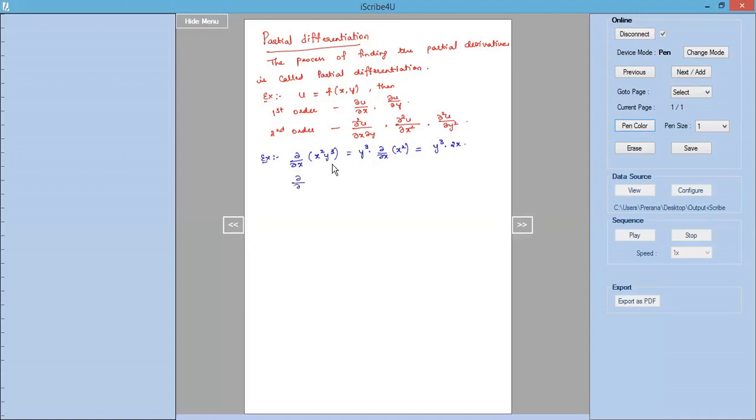The same function, if I want to differentiate partially with respect to y, then x is treated as constant. We write down the x square term as it is. Differentiation with respect to y partially for y cube gives us 3y square. So this is how the partial differentiation concept is taken care of.